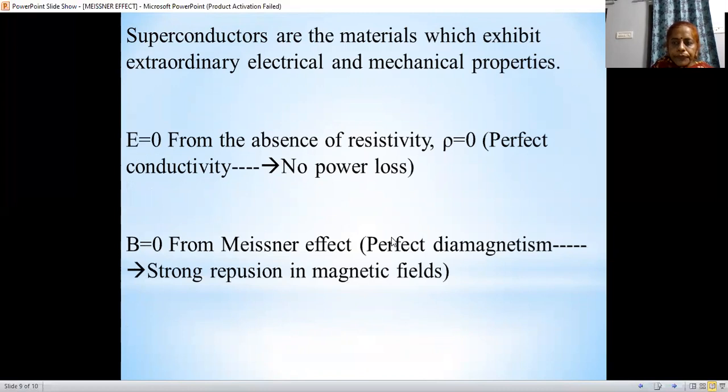So in today's lecture, we have discussed an important phenomenon, the Meissner effect, which states that inside the superconductor, there is no penetration of magnetic field. That means B will be 0. In our next lecture, we will discuss type one and type two superconductors.